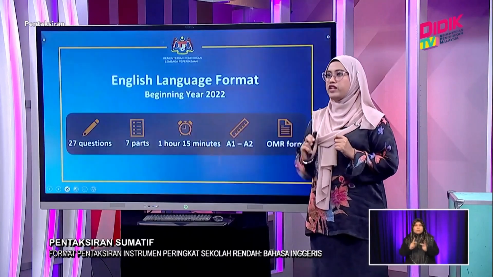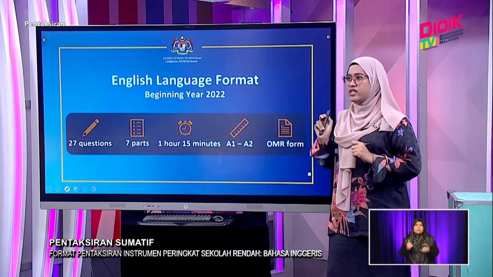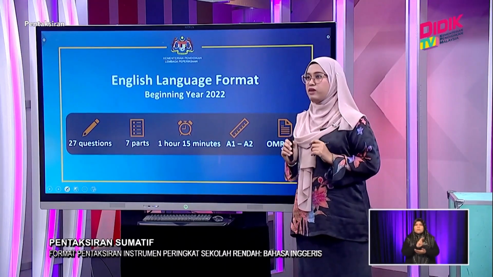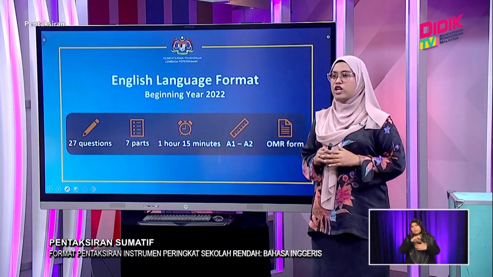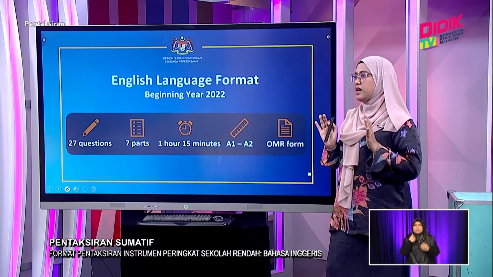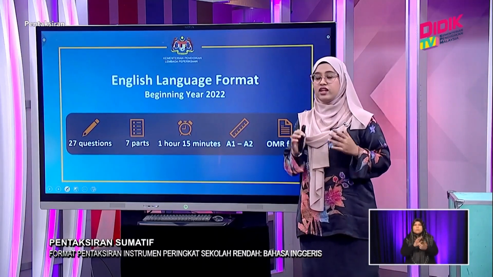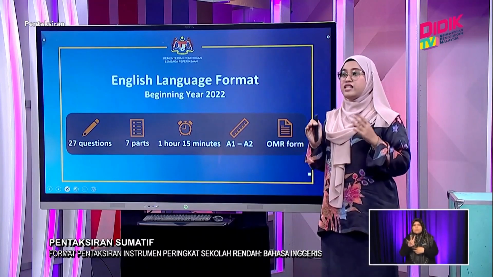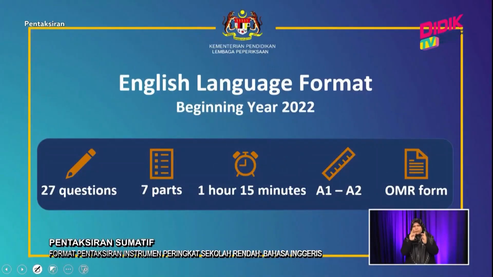Understood. Now, what is new in this Ujian Akhir Sesi Akademik for English Language test format? It has 50 marks, and it has 27 questions. In this paper, we've got 7 parts, which include the tasks for reading and use of English, as well as writing. The candidates will be sitting for it for 1 hour and 15 minutes. And again, I'd like to repeat that this paper is aligned to the A1 and A2 levels of CEFR.